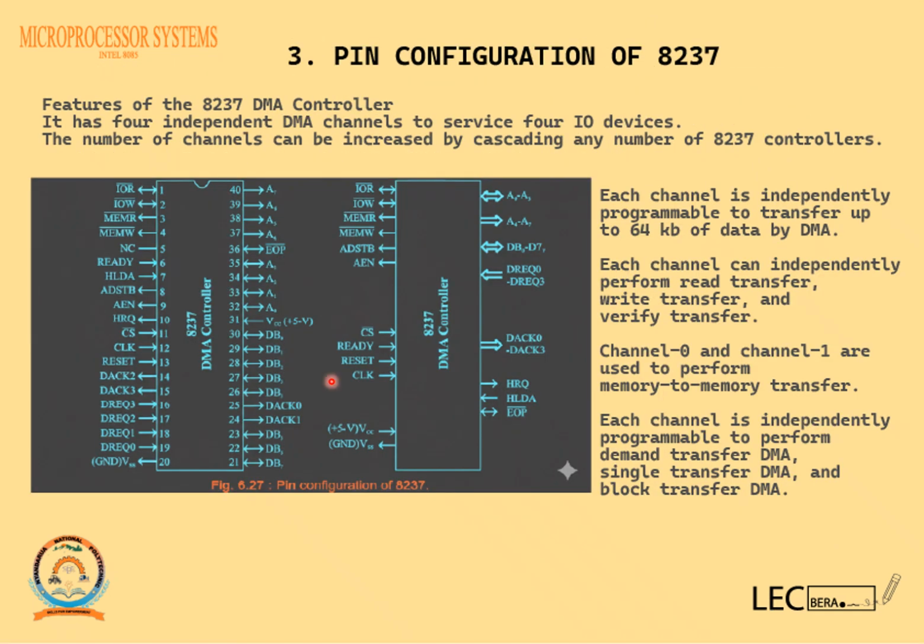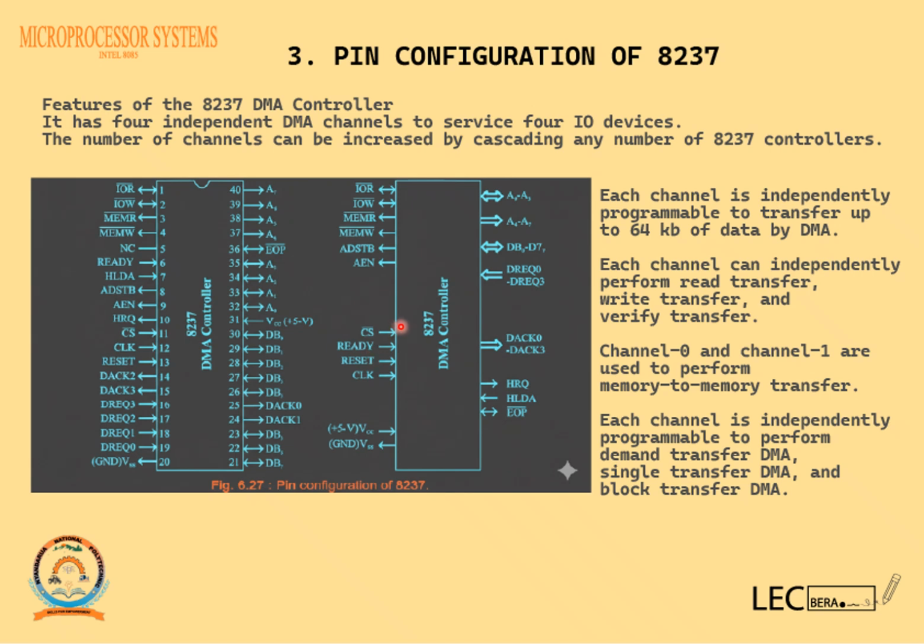Now the IC which we are interested in is the DMA controller, the 8237. Remember we have 8257 and 8237. We are going to focus on the 8237. Just know that the 8257 is an advanced version.